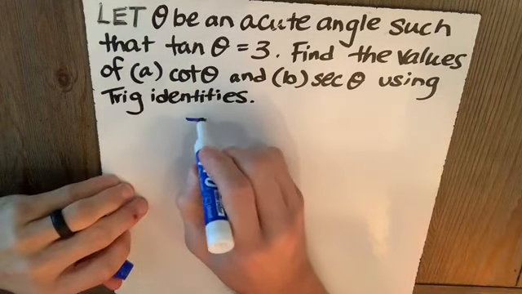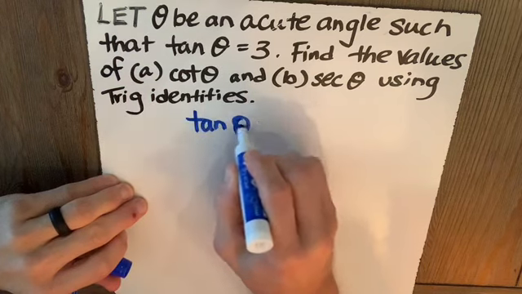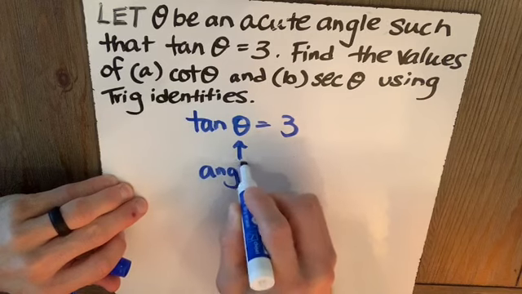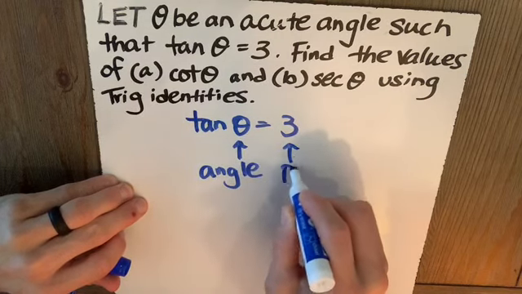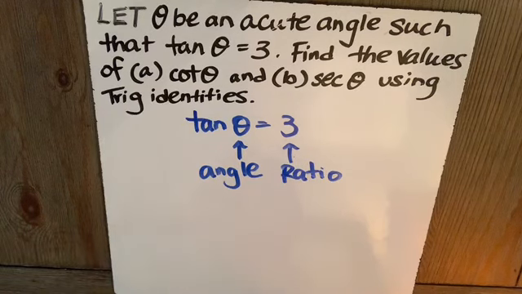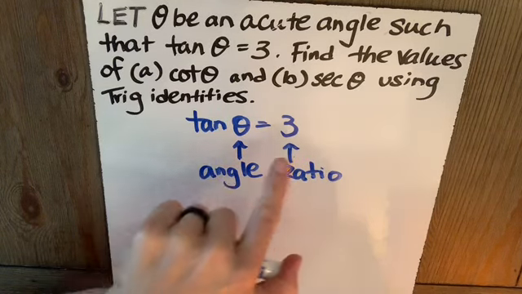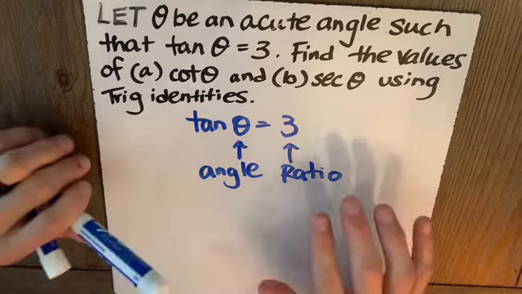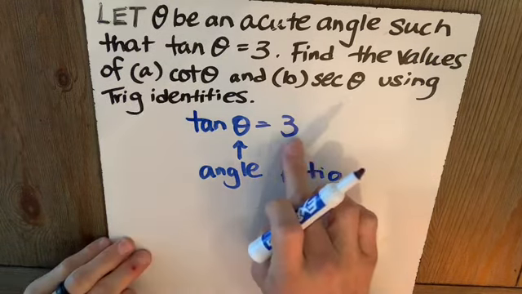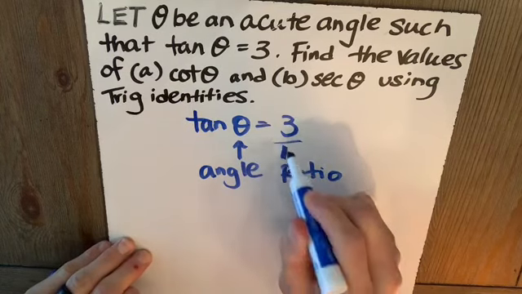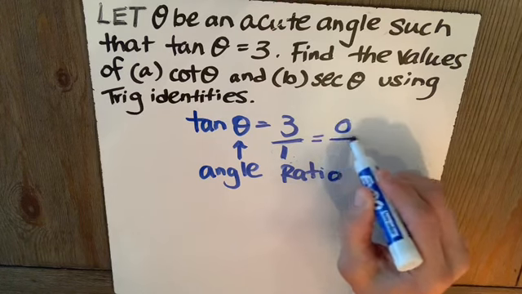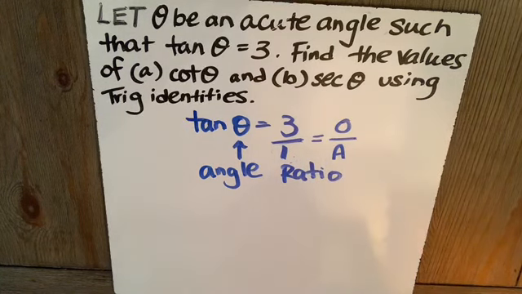First, what I want you to recognize is that we have tangent of an angle equals a ratio. That's what you have to recognize first, that when we take tangent of an angle, we're looking for a ratio. So they gave us this ratio, and the ratio they gave us is 3:1. That's tangent, and that is opposite over adjacent, of course.